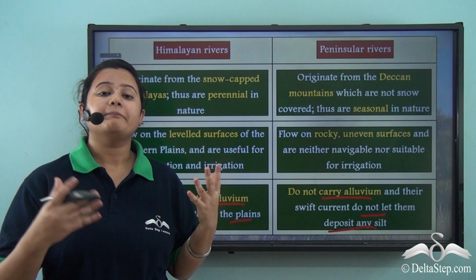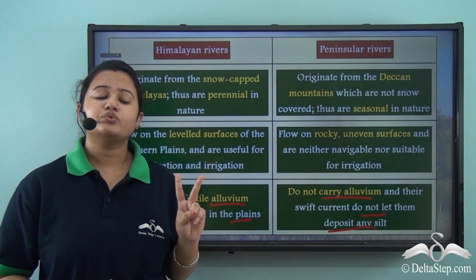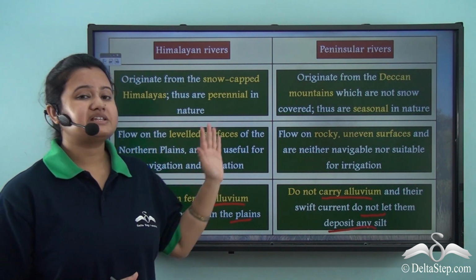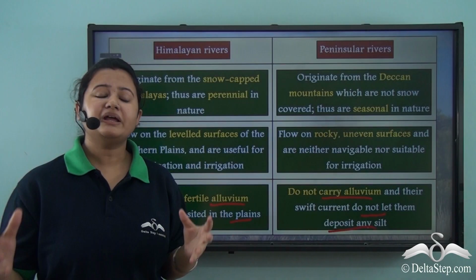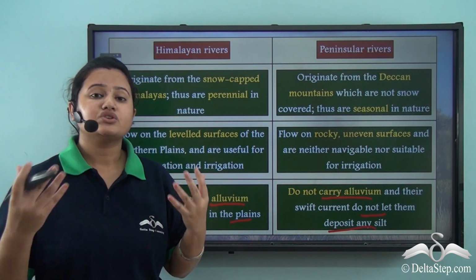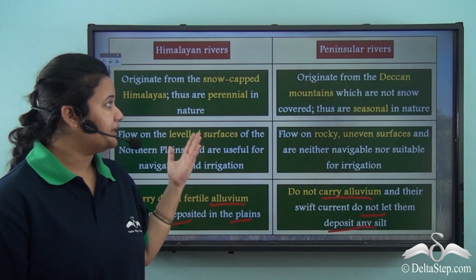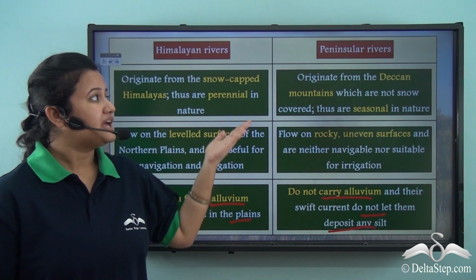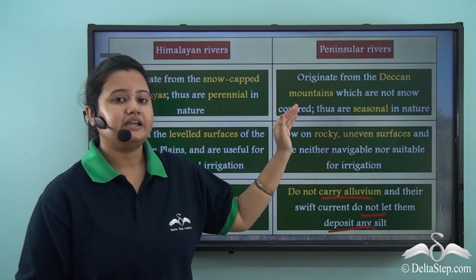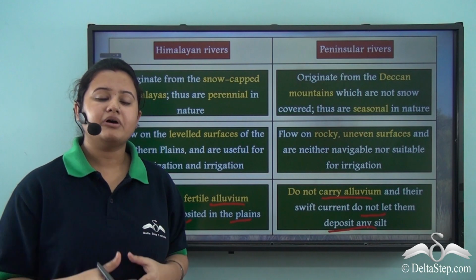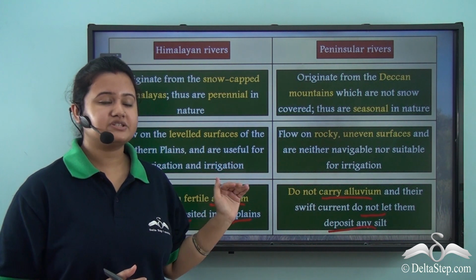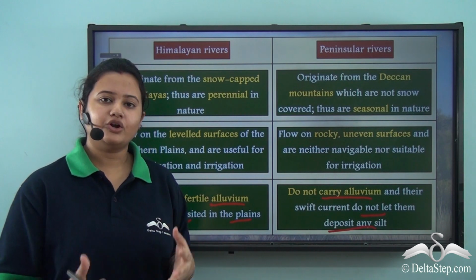So, these are the major differences between the two important river systems of India, that is the Himalayan rivers and the peninsular rivers. The main point of distinction between them is that Himalayan rivers are snow-fed and therefore they are perennial in nature, whereas peninsular rivers are rain-fed and are therefore seasonal in nature. Also, Himalayan rivers are important for navigation and irrigation purposes, whereas peninsular rivers are not.